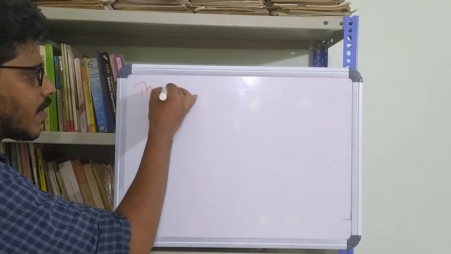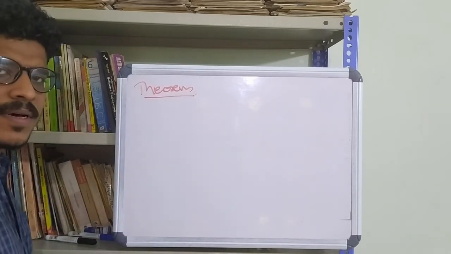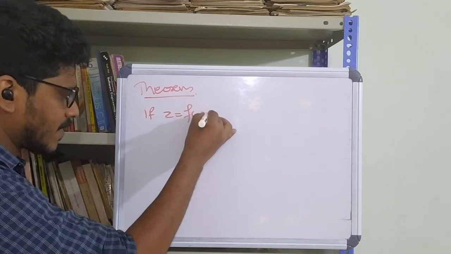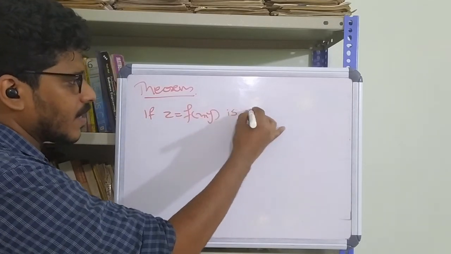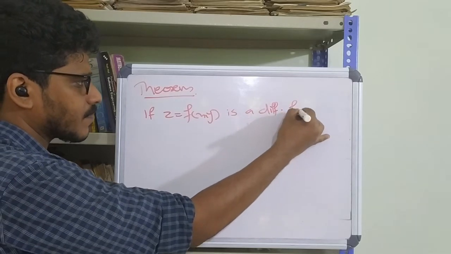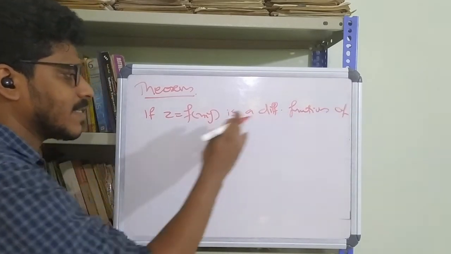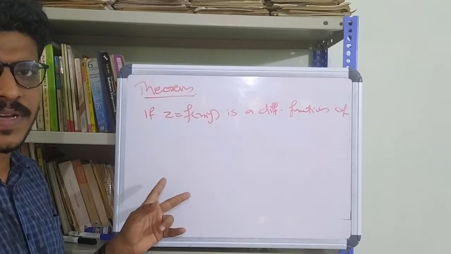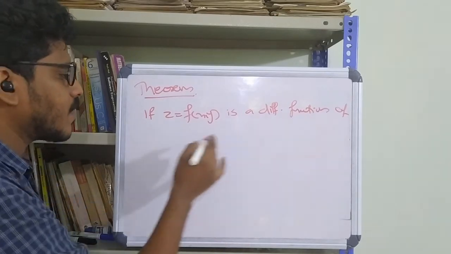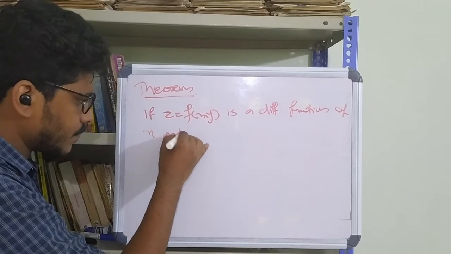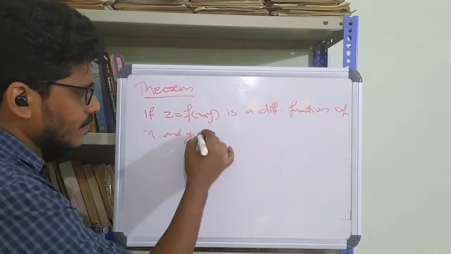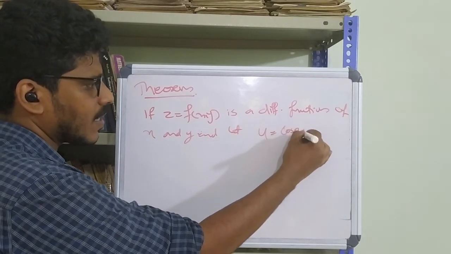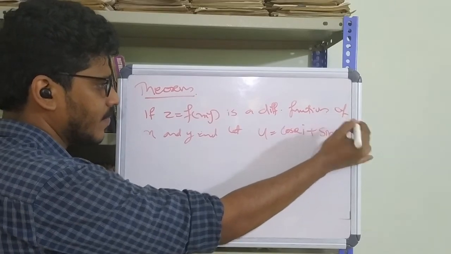Let's state and prove a theorem regarding that. The theorem states that if z equal to f of x y is a differentiable function, and you can extend this to three or four variable functions, it doesn't matter. For the sake of convenience, we consider only a two variable function for now. A differentiable function of say x and y, and let u equal to cos theta i plus sin theta j.